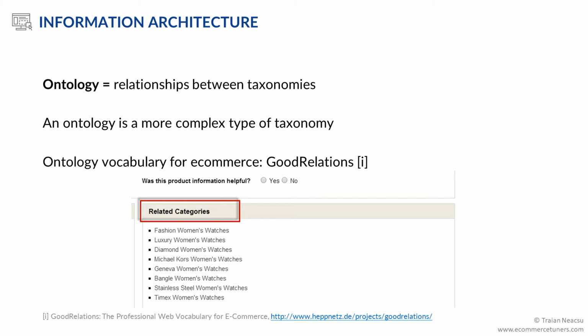Related categories or related products can be considered a form of ontology. If you're not an information architect or a business analyst, you probably won't be too involved in identifying related categories and products, but it's important to know these terms in your discussions with information architects. Sometimes, related categories and products are automatically identified by the e-commerce platform or by specialized software.